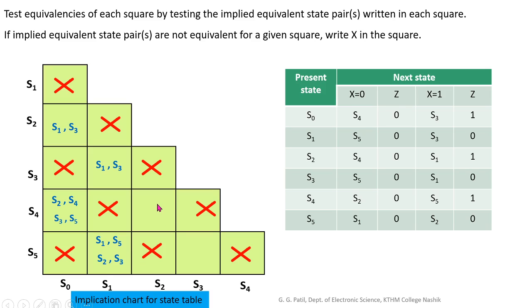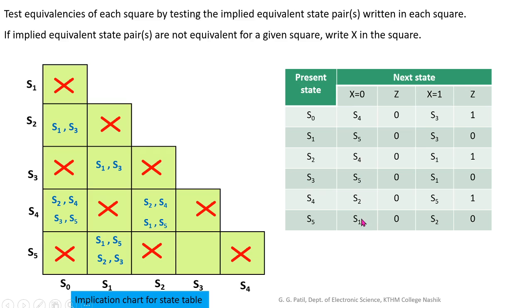Okay. The next square is S2 S4. So let us check S2 S4. Here the next states are S4 and S2, and here S1 and S5. So S2 is equivalent to S4 if and only if S2 is equivalent to S4 and S1 is equivalent to S5. And the last pair S3 S5, check the implied state pair.